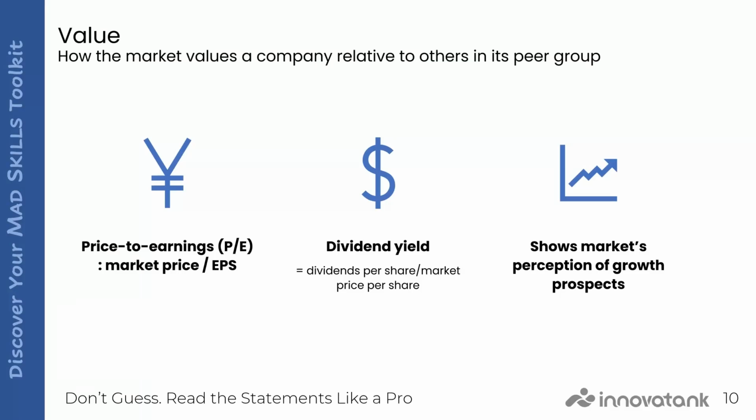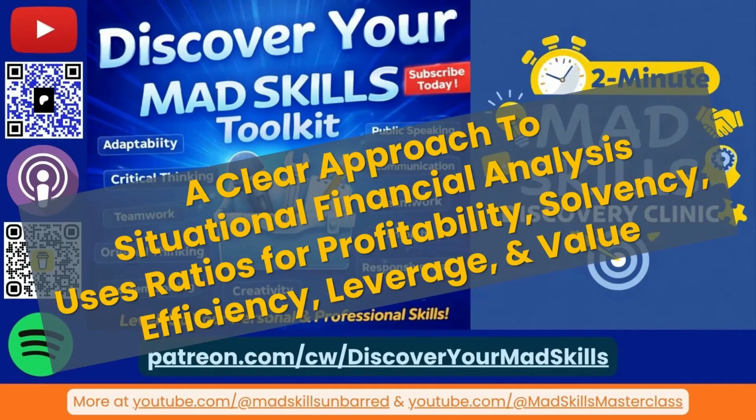Putting it together, what does the current financial health look like? What are the strengths and weaknesses? How does the firm compare to its industry? This situational understanding becomes the foundation for credible solution modeling and recommendations later. There you have it, a clear approach to situational financial analysis using ratios for profitability, solvency, efficiency, leverage, and value.